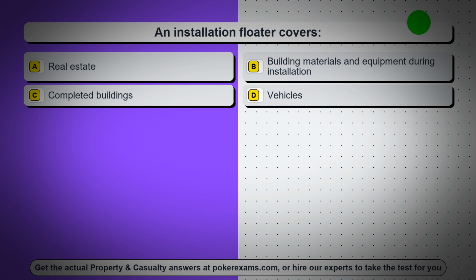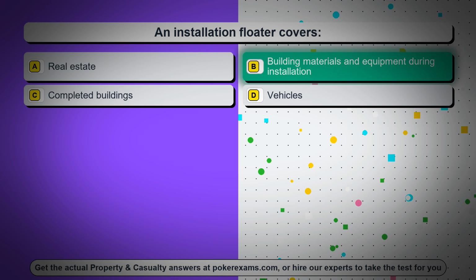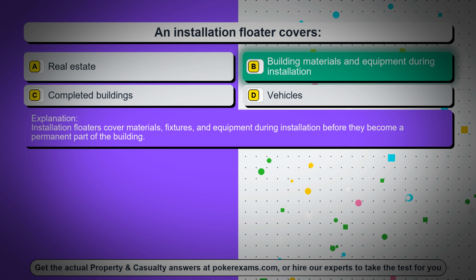Question 93. An installation floater covers: option A, real estate. Option B, building materials and equipment during installation. Option C, completed buildings. Option D, vehicles. The correct answer is option B, building materials and equipment during installation. Installation floaters cover materials, fixtures, and equipment during installation before they become a permanent part of the building.